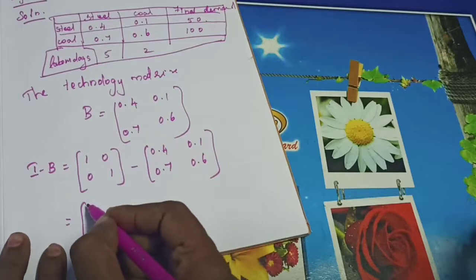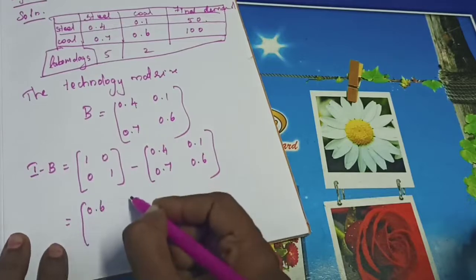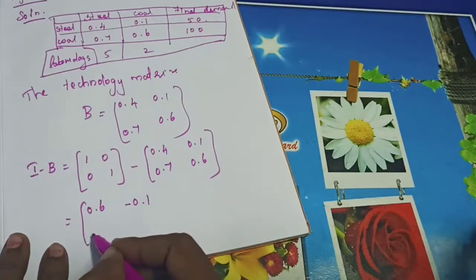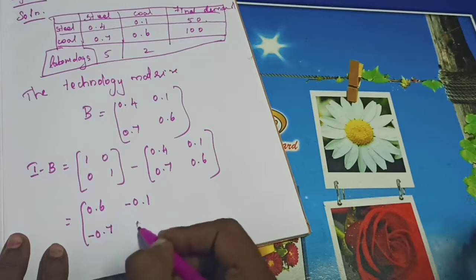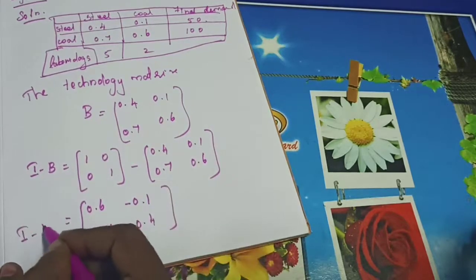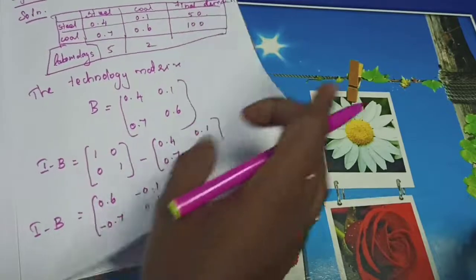Now subtract it. 1 minus 0.4, 0.6. 0 minus 0.1, minus 0.1. 0 minus 0.7, minus 0.7. This one 0.4. Now what will you do afterwards? Determinant of I minus B. Shall we find the determinant of I minus B?